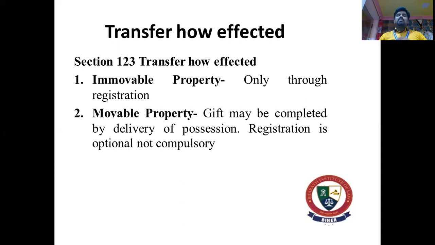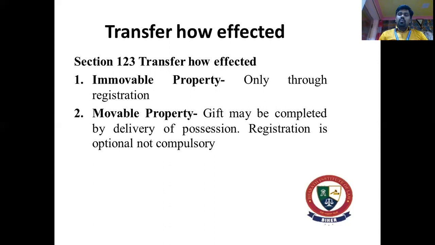So any immovable property, by default, has to be transferred with the help of registration alone. The same applies for gift also. But as we have seen, gift also talks about movable property, so what happens if a gift is made for a movable property? Then the section says that the gift may be completed by delivery of possession and registration is optional, not compulsory. So there is a choice which the donor and the donee can make. If they want to make it through the registration process, they can go and execute the gift deed. But if not, they can just make it by the delivery of possession.